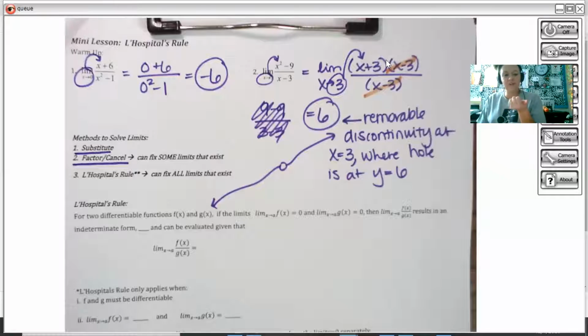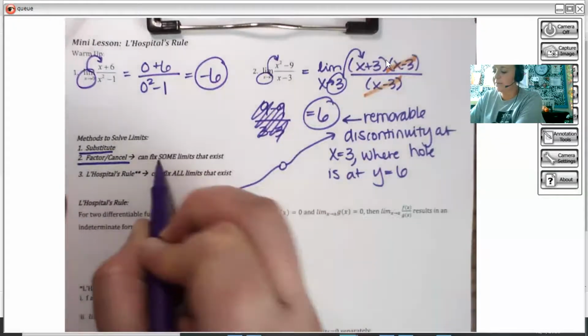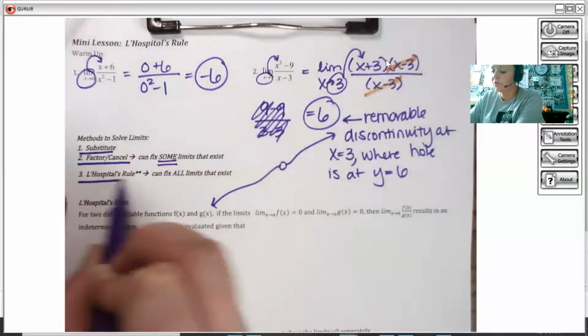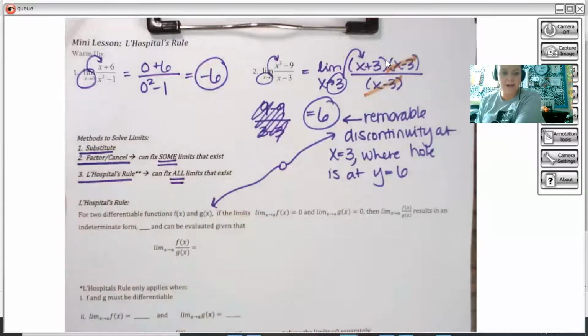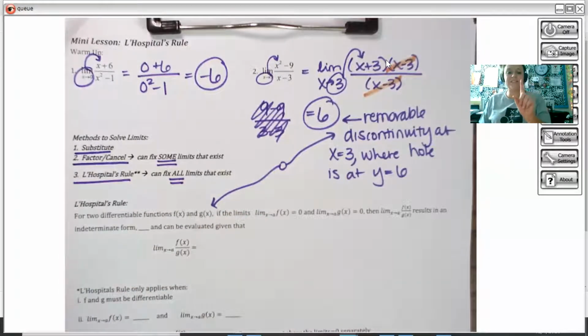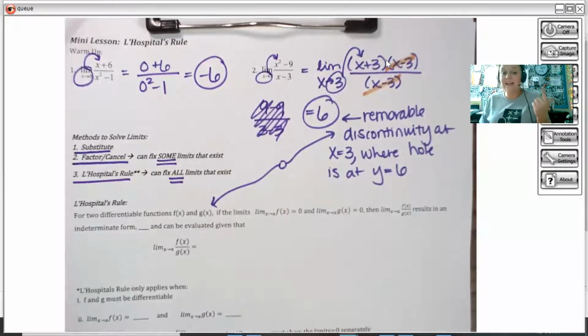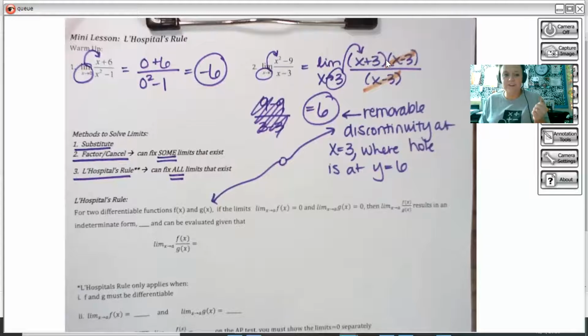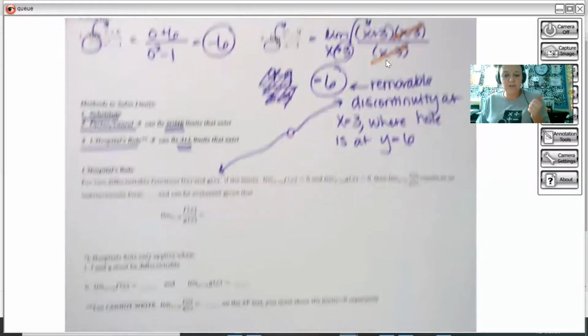So another way for you to check and see if a limit exists is using this rule that I'm about to teach you, which is called L'Hôpital's rule. Factor cancel can fix some limits, but L'Hôpital's rule can fix all limits. Well, okay, let me rephrase that. All limits that exist. If a limit doesn't exist, nothing's going to fix it, right? Not factor cancel, not L'Hôpital's rule. But if a limit exists, L'Hôpital's rule can fix it. So let's go over what L'Hôpital's rule is.